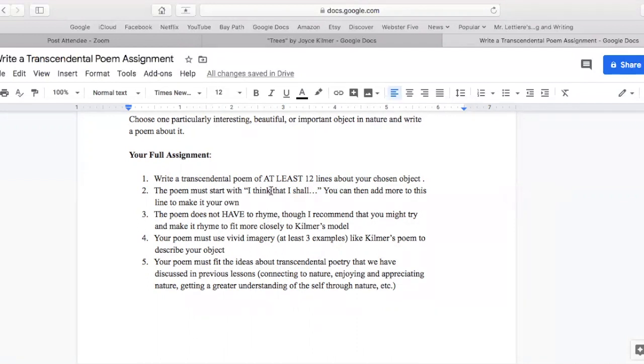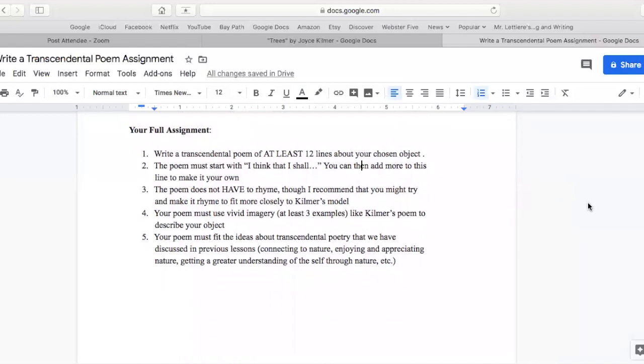Your poem must use vivid imagery, at least 3 different examples, just like Kilmer's poem used at least 3 to describe your object, and your poem must fit the ideas of transcendental poetry that we have discussed in previous lessons, whether that be connecting to nature in some way, enjoying and appreciating nature in some way, getting a greater understanding of the self through nature, etc. So something in your poem has to connect to some sort of transcendentalism in a way that you choose to do it.